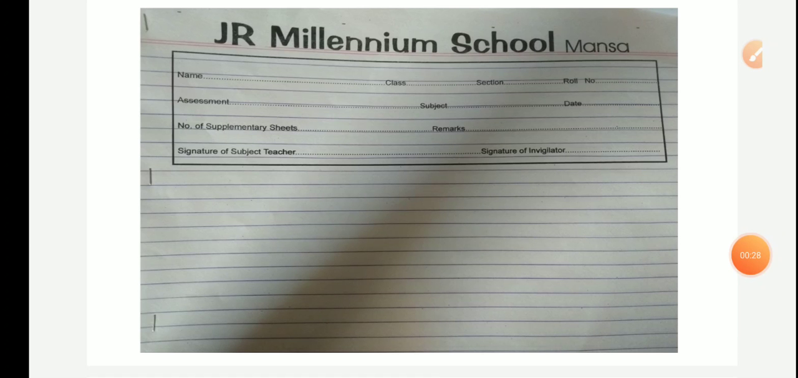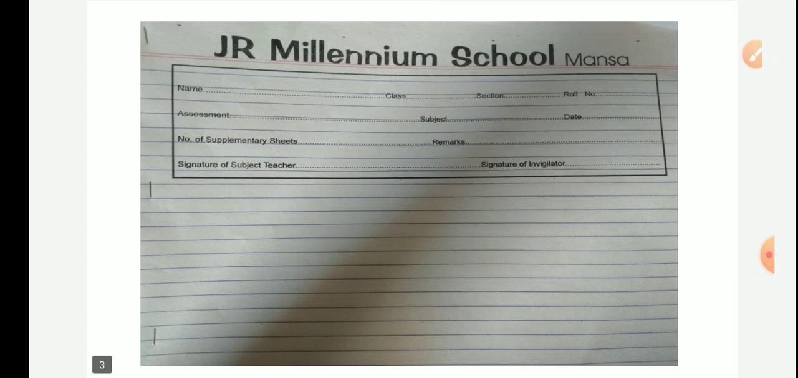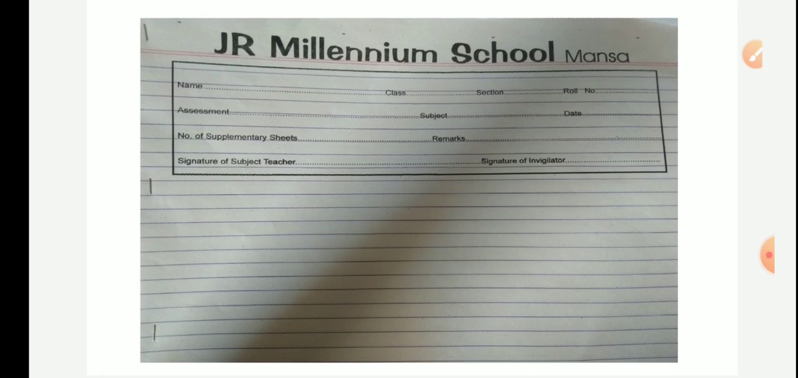This is the first page of your answer sheet, and write your name in the name column, then class, then section, then leave that roll number column because you are not assigned with your roll numbers yet. Okay, and then write in assessment column UT1, then write your subject and then date. Okay, and number of supplementary sheets, extra sheets that you will be using.